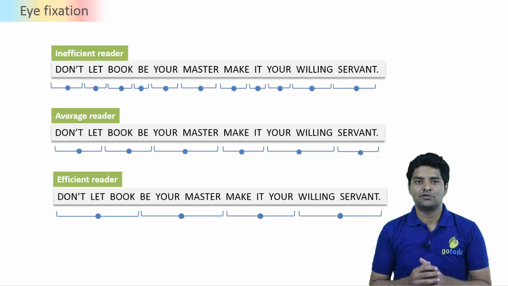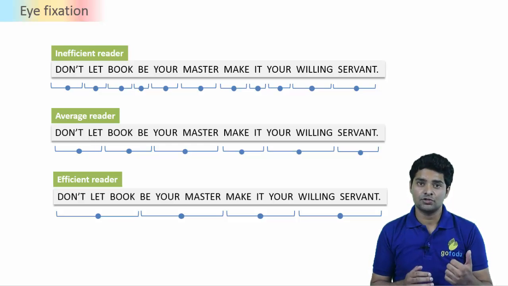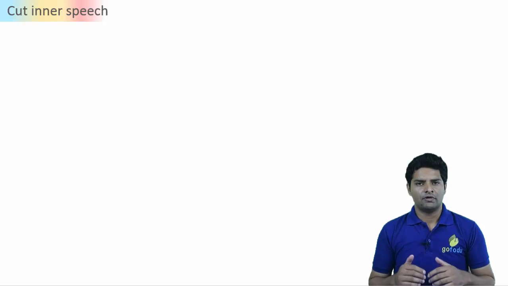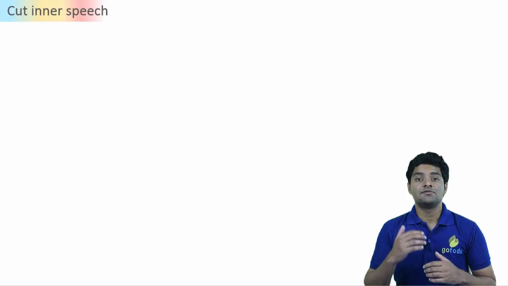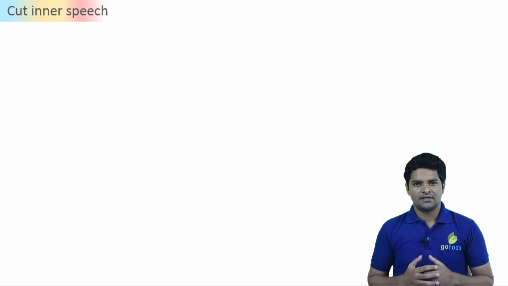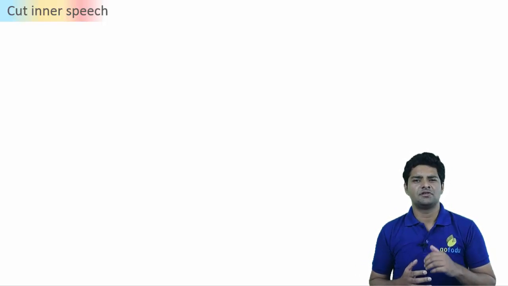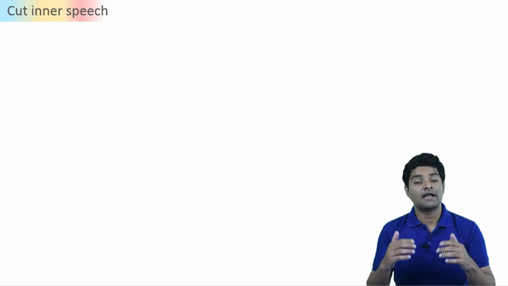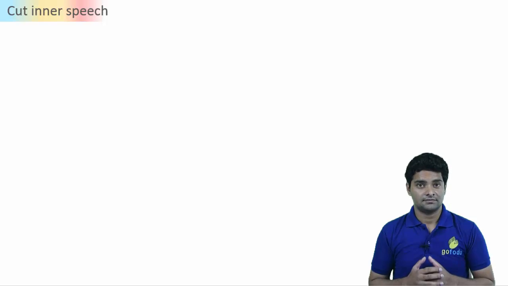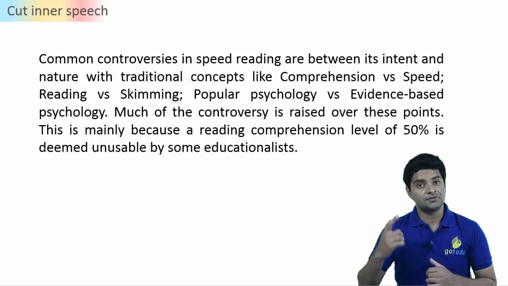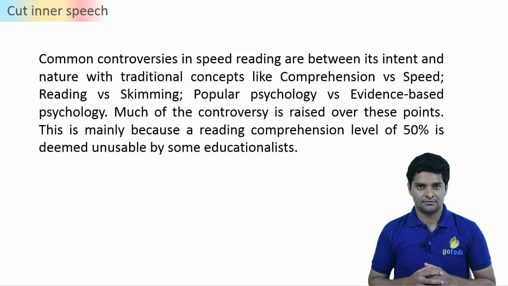Another technique that you can club together with the eye fixation one is cutting the inner speech. When we read, our inner speech comes into play. That is, we speak words in our mind. This slows down our overall speed of reading, as we can only read as fast as we are vocalizing it in our mind. Read this passage and identify the inner speech.